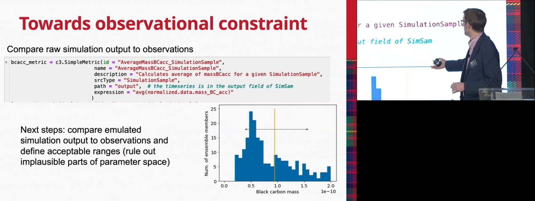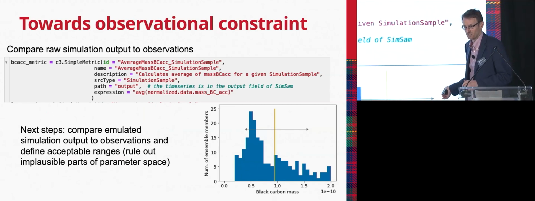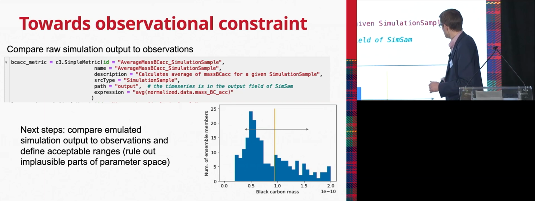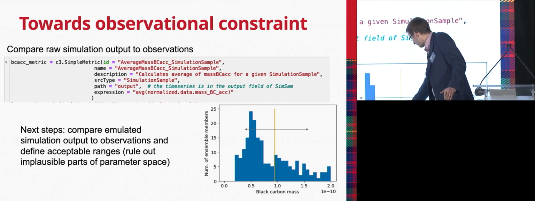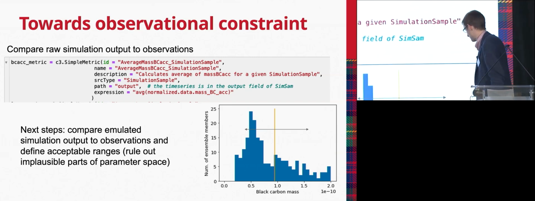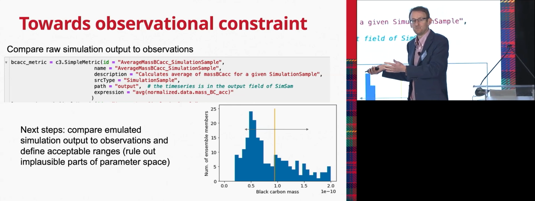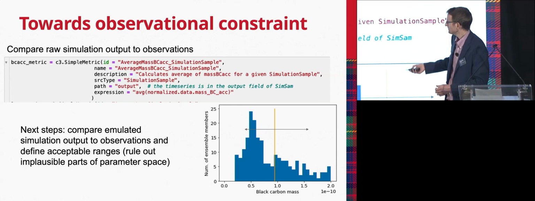Similarly, we can also compare the raw model outputs to the observations. We haven't quite got to doing the emulated model output yet. And you can see here's our observation of our black carbon. The PDF of the model's simulations, the raw model simulations, is shown in blue. And the question is then which ones to keep and which ones to rule out.